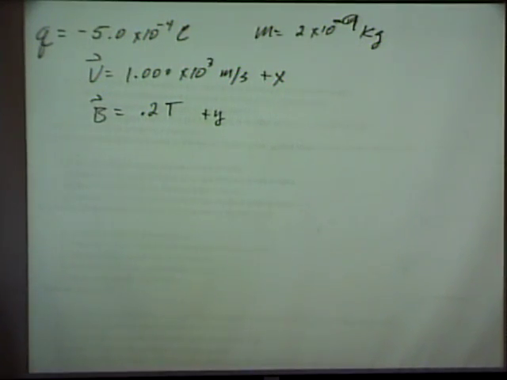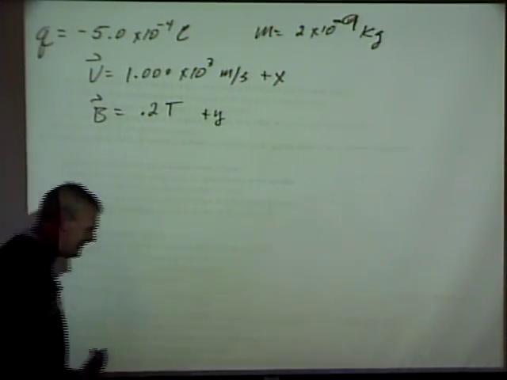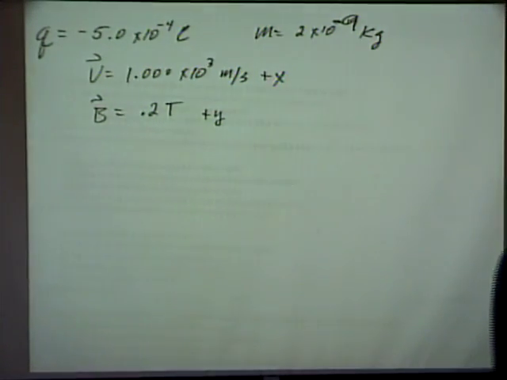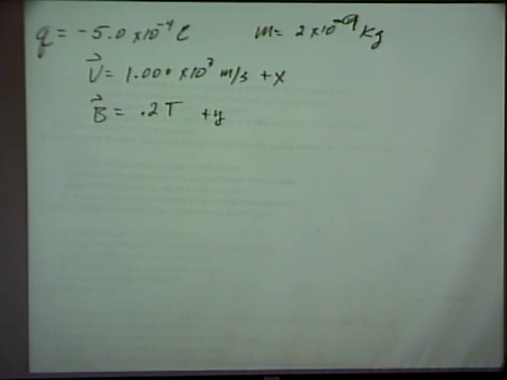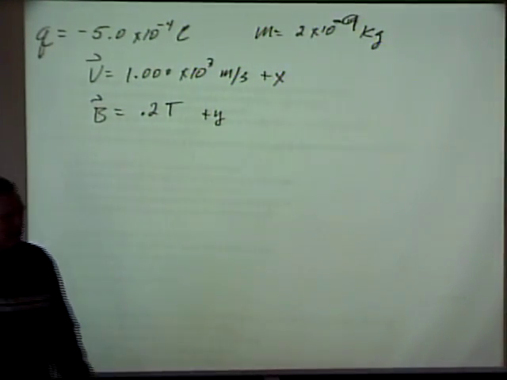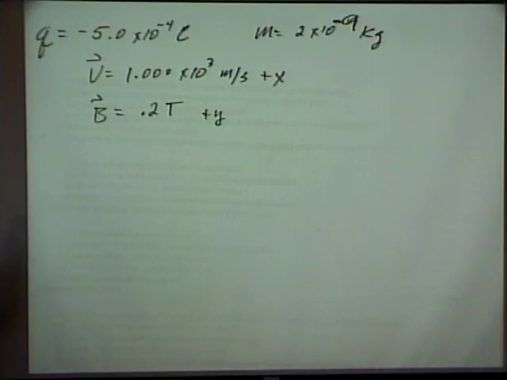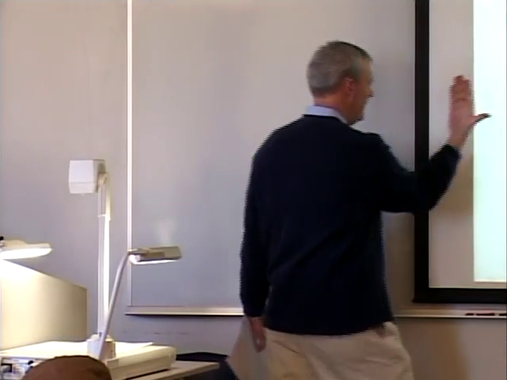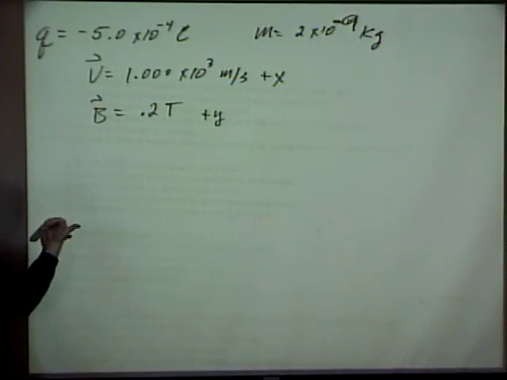Now, the question is this. The first question is, what's the direction of the force? Positive x direction is the velocity. Positive y direction is the magnetic field. So which way is the force? The magnetic field's going straight up, and the velocity is going this way, so it's coming out.